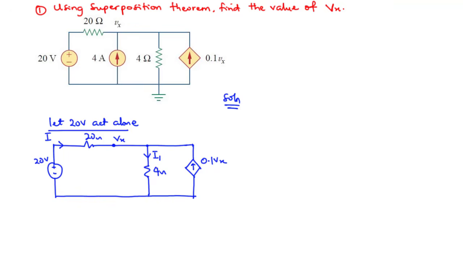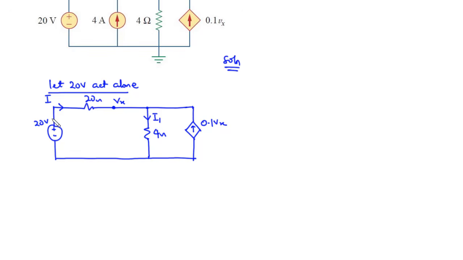Now considering this loop, we have the source voltage to be 20 volts, and that is equal to the sum of the voltages dropped across the loop. So we have 20 times I, because we have I flowing through this resistor, plus 4 times I1. Now let's call this equation 1.